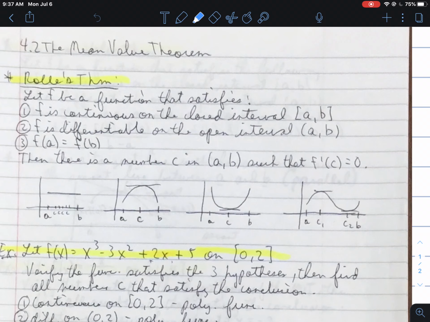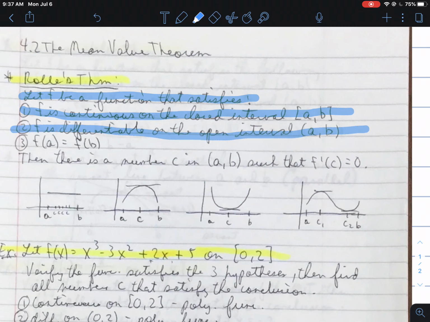Rolle's theorem says that if we have a function f that satisfies the following requirements, that first, f is continuous on the closed interval from a to b, given that f is also differentiable on the open interval from a to b, and given that f of a equals f of b, so in other words, the value of the function at the endpoints of the interval are the same, then we guarantee you that there is a number, call it c, somewhere in that interval from a to b, such that f prime of c has to equal 0.